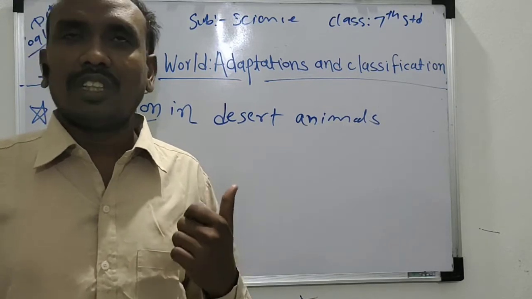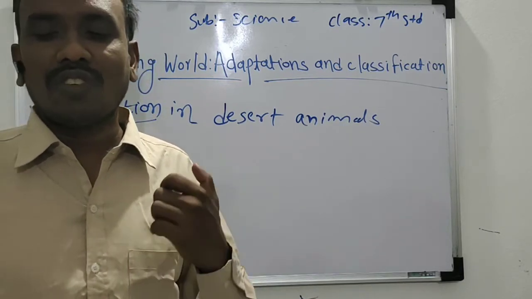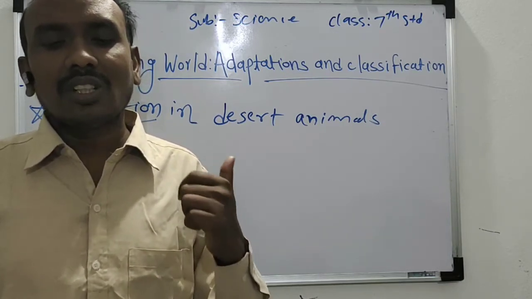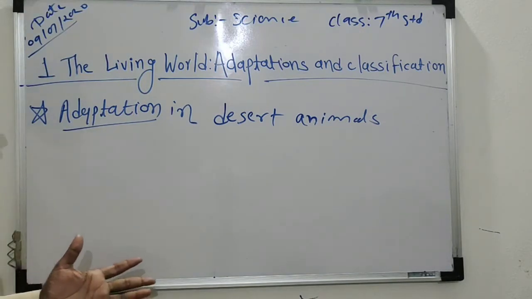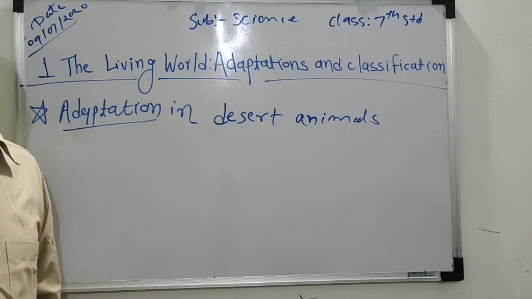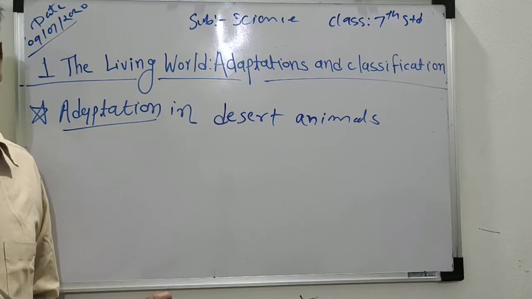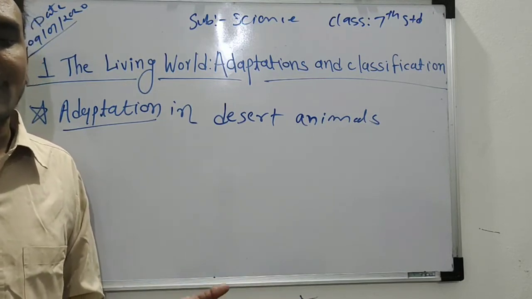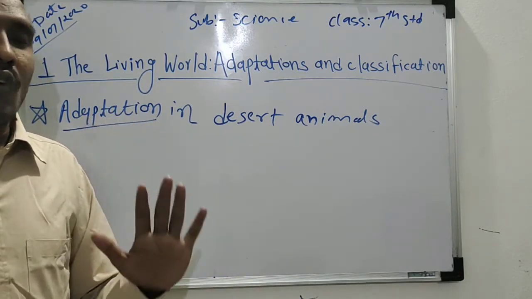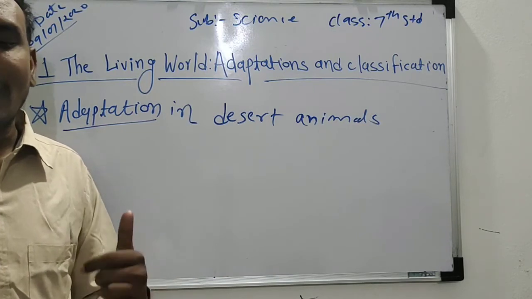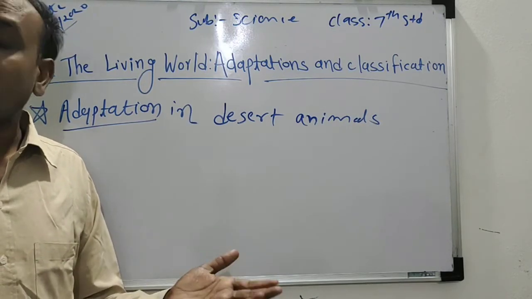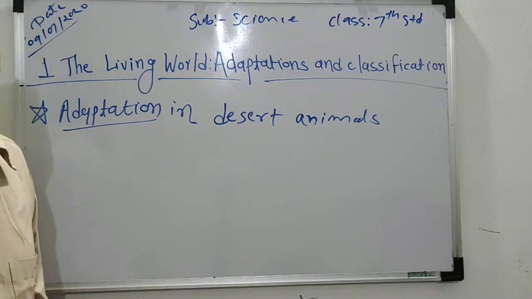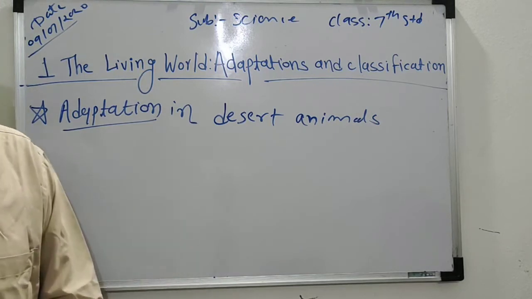One special adaptation of the camel, or desert animal, is that it can survive the scarcity of water. It uses a very small amount of water. You already know that in desert locations there is a shortage of water, and for that purpose animals like the camel are adapted according to desert conditions.